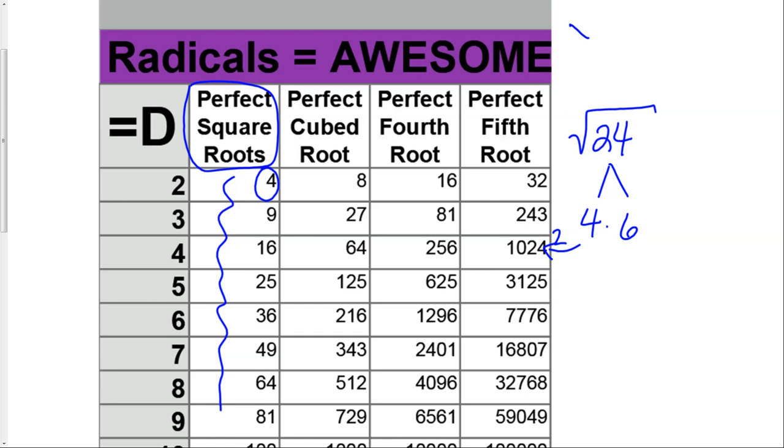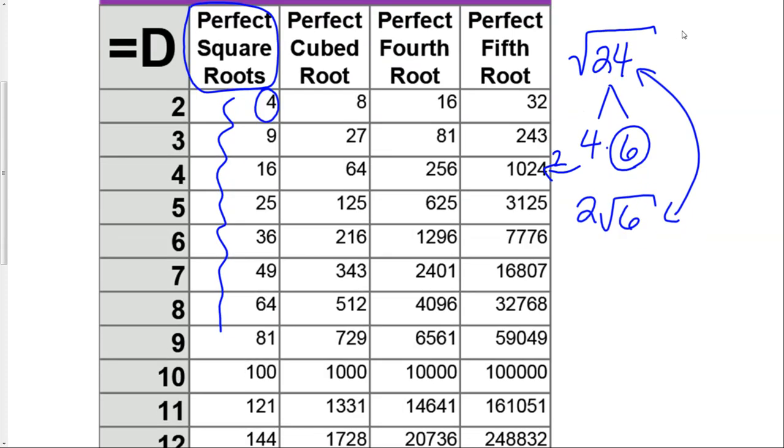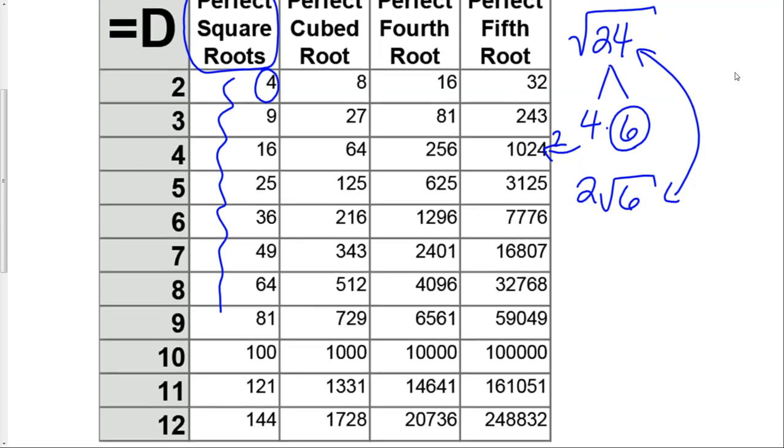So I'll use a little arrow and I'll bring out the 2. I cannot take the square root of 6, so I circle it because it's going to stay. So I'm going to have 2 that came out and a square root of 6 that stays underneath. That's how you simplify the square root of 24. And we're going to do a whole bunch of these like this when we do the next section. That'll be the next video. But I just kind of wanted you to have an idea how to use this chart.